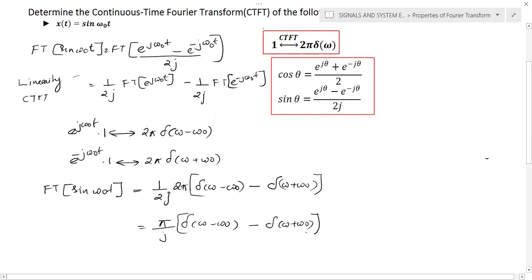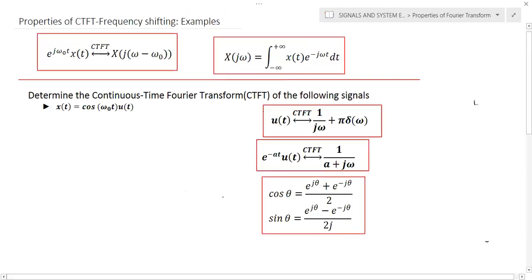Okay. So if you take the magnitude of the signal, again, you will get the two impulse signals, which are located at omega 0 and minus omega 0. Okay, 2 will cancel, it becomes pi by j. Okay, this is the Fourier transform of sine omega 0 t.